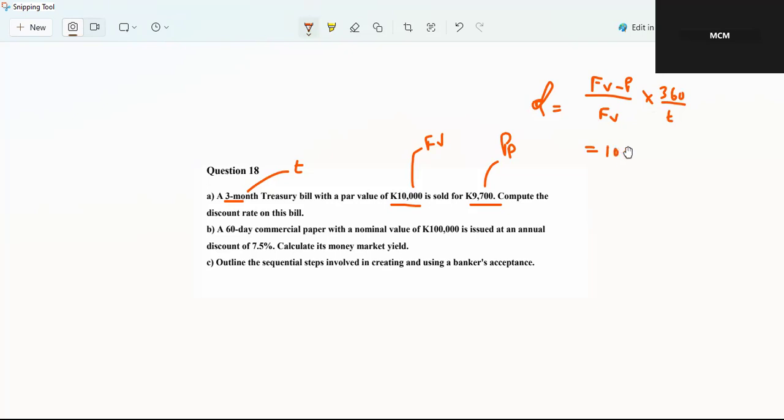So here it is 10,000 minus 9,700 over 10,000, times 360 over what? Time. What was our time? 90. You can put times 100 if you want at the end. So this will give us our discount rate of 12%. So our D is equal to 12%. Are we together?